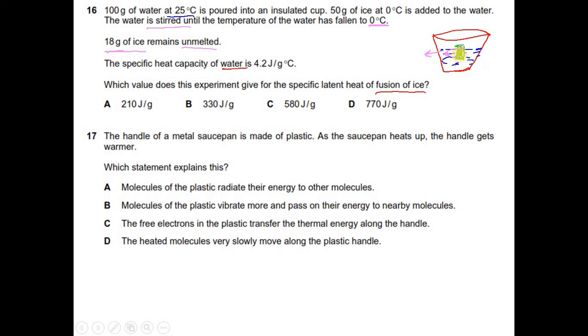So the idea behind this question is: heat released by the water equals heat absorbed by the ice. So heat released by the water is equal to heat absorbed by the ice.